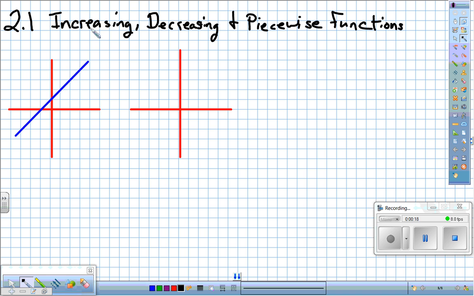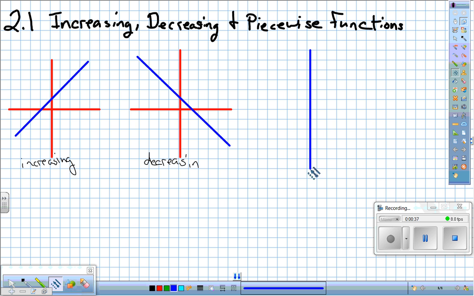This graph is always increasing, whereas this graph is decreasing. Okay, that one's not hard at all. It's just where your slopes are positive and negative. Then you run into pieces that change, and we'll just talk about where those things change at.